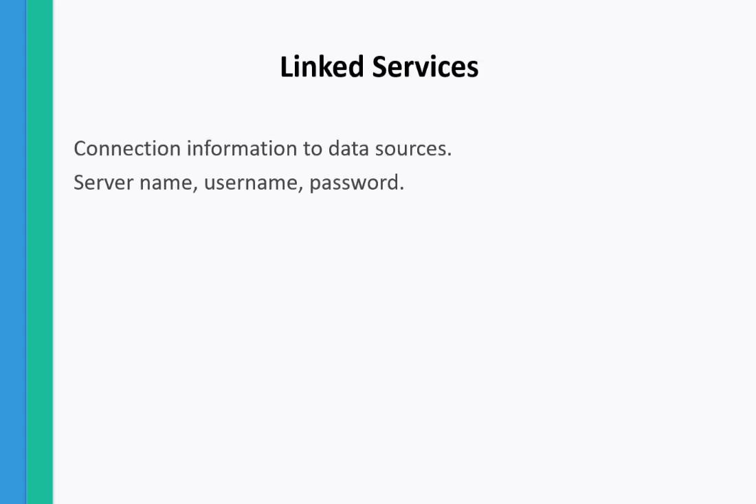Now let's talk about linked services. A linked service contains the connection details. For example, if you want to connect to a SQL Server database, you need the server name, username, and password. All this information is stored in a linked service. So you can think of a linked service as a connection string. The most important point is that a linked service is the first thing you create in your data pipeline. Without it, you cannot connect to any data source.